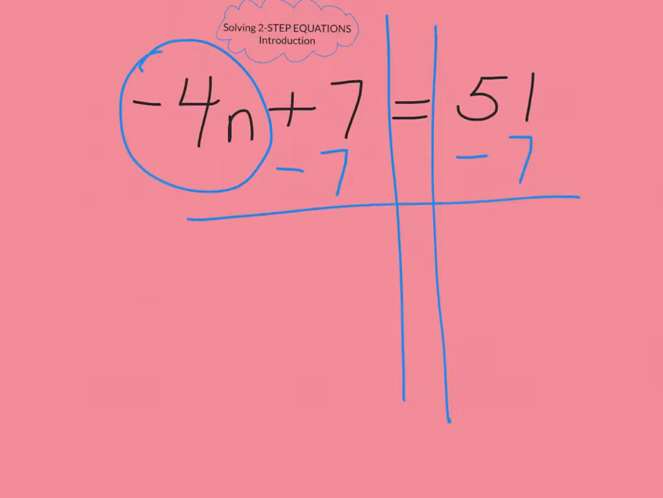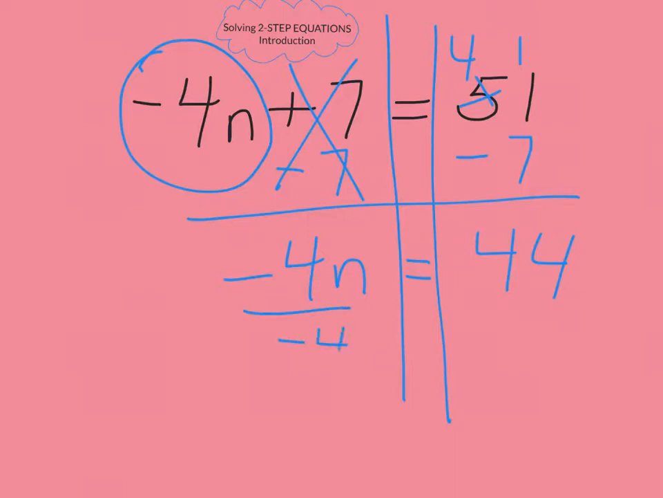So now we bring down, this goes away, poof. Now we have negative 4n equals 51 minus 7. Well, that is 44. So now I need to get the n all alone, the variable all alone. So how can I change the negative 4 into just positive 1 or 1? So since negative 4 is multiplied to the n, I'm going to divide. So I'm going to divide by negative 4 on both sides.